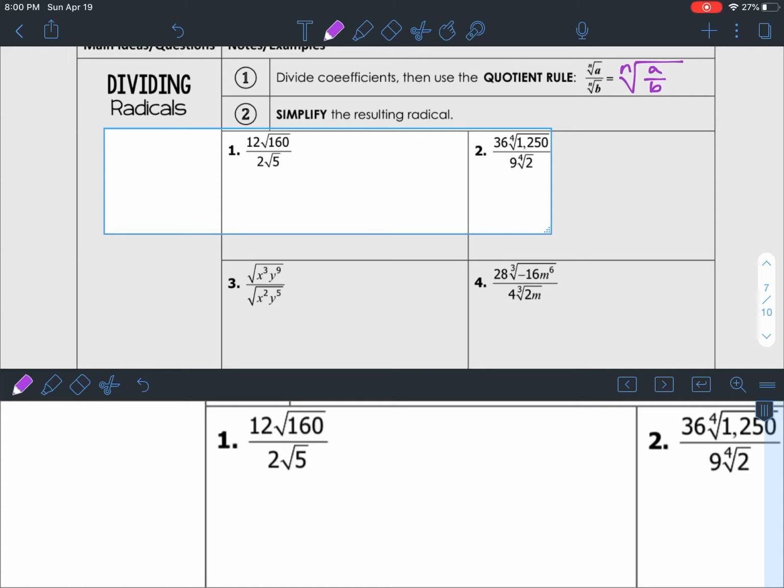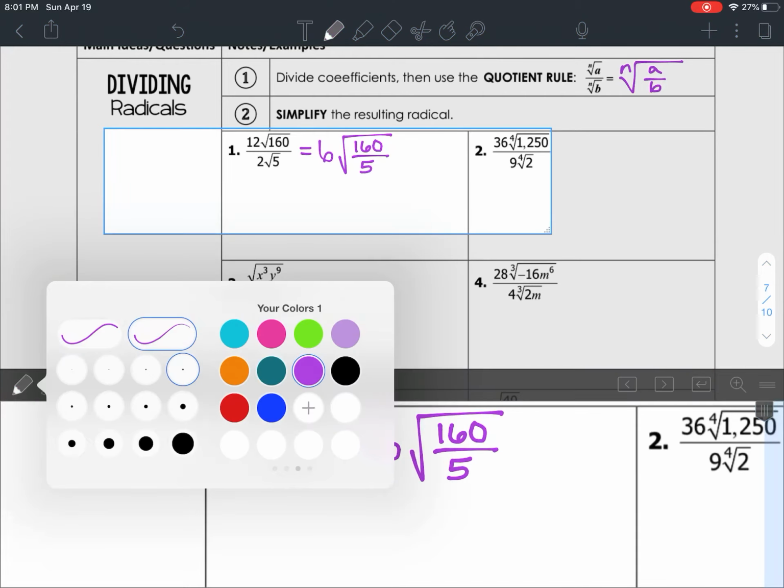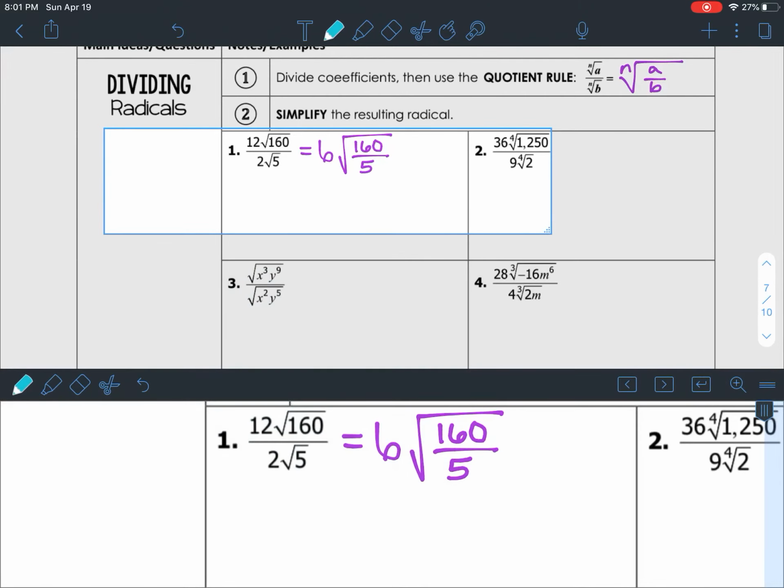So if we look at our first problem here, we're going to divide our coefficients first. So we need to look at 12 and 2. So what's 12 divided by 2? Well, that gives me 6. And then on the inside, I have 160 divided by 5. So now I'm going to think to myself, well, what is 160 divided by 5? So if you have a calculator laying around, you will know that you get 32 on the inside.